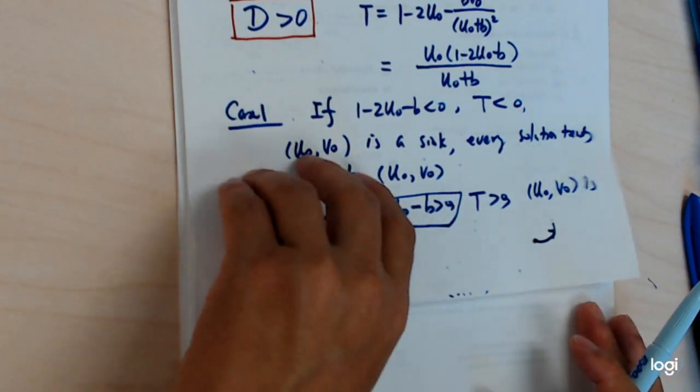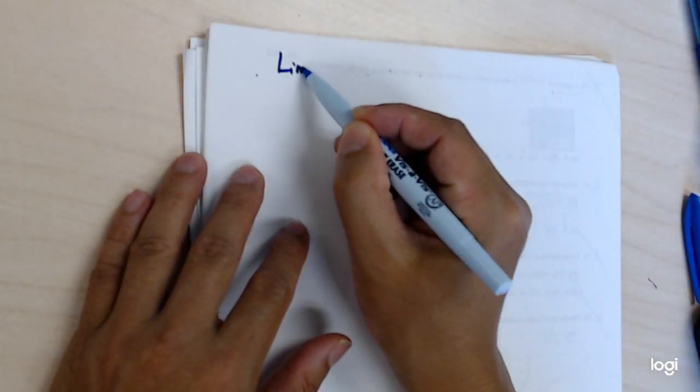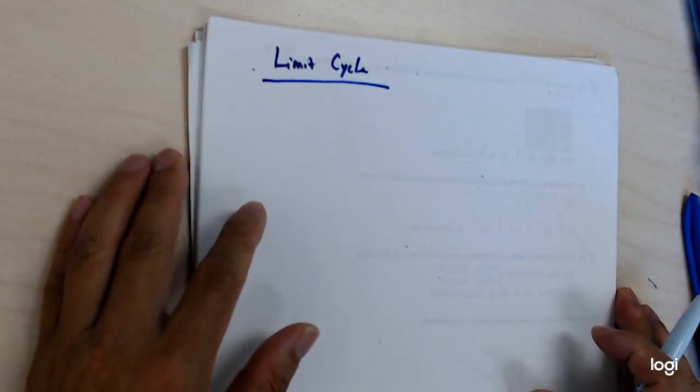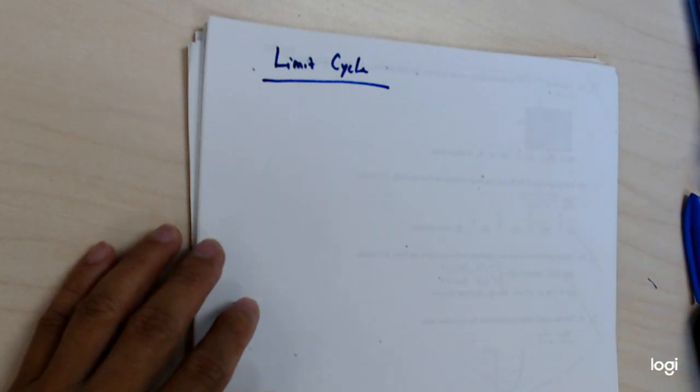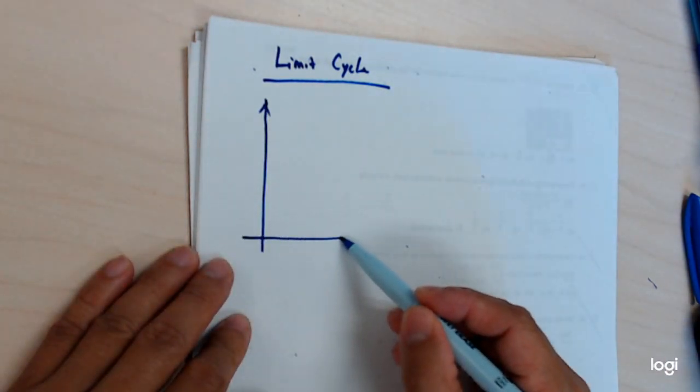Okay, so now I want to study the possibility of a limit cycle under case two. And here's how we do this. I like to construct an invariant region.